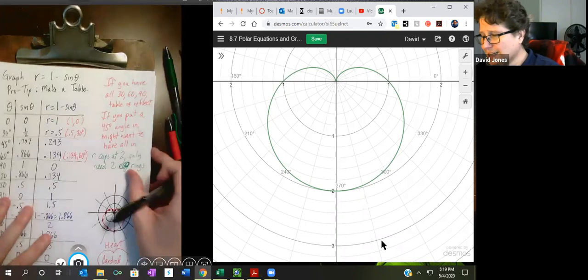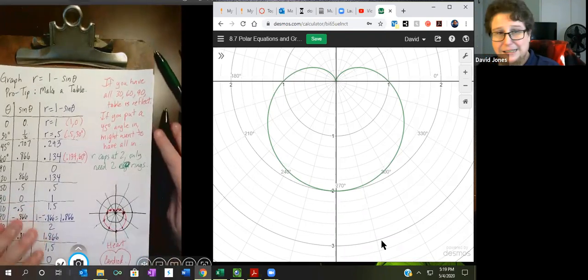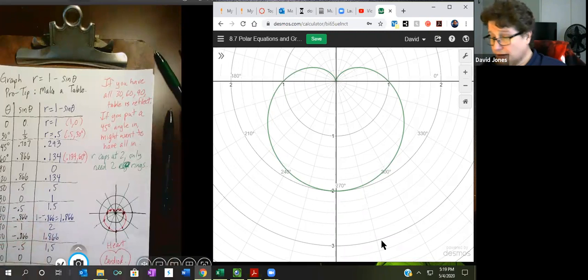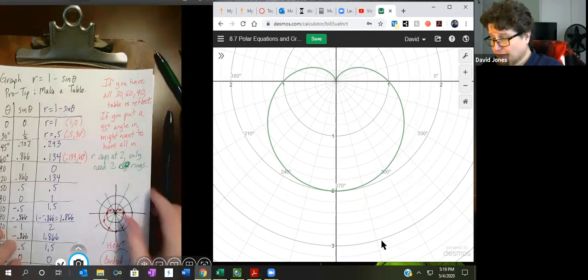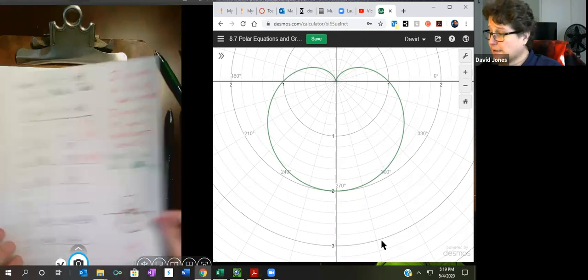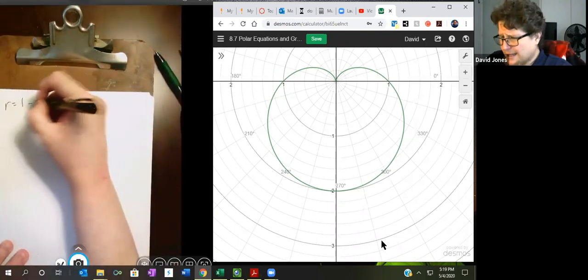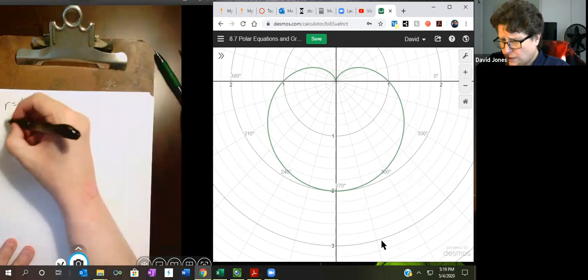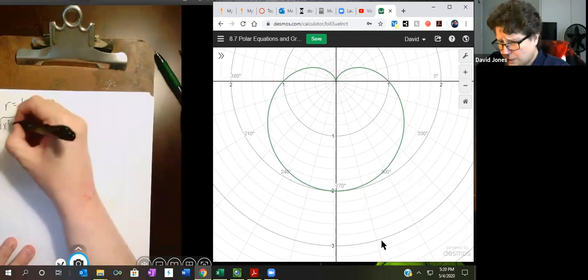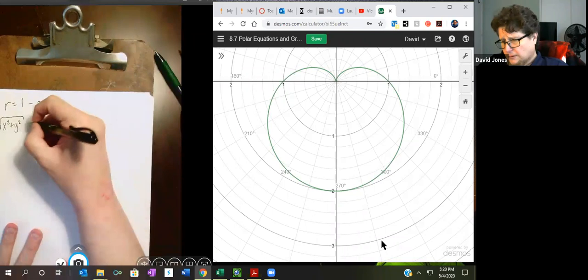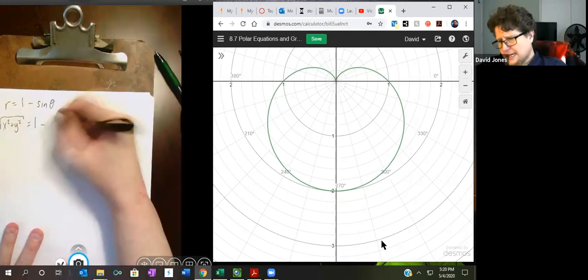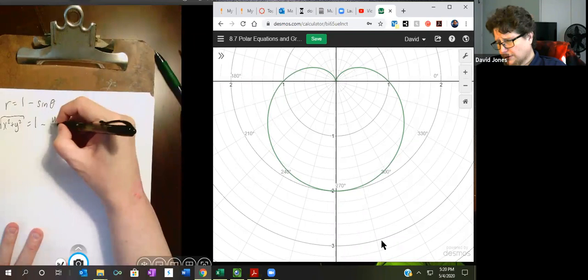so let's look at this in its other form. Can I write this in terms of X and Y? I could try writing this in terms of X and Y. R equals 1 minus sine theta. R is the square root of X squared plus Y squared. 1's fine. Sine theta is Y over R.